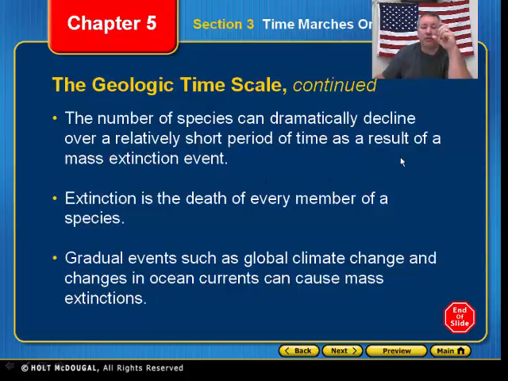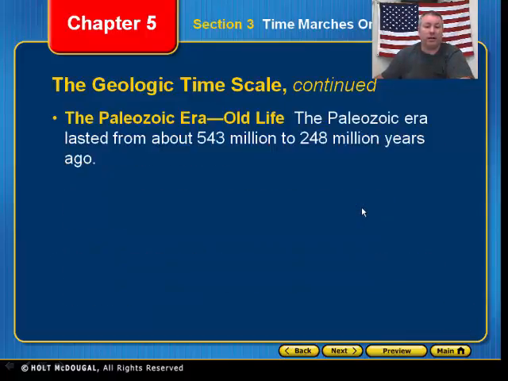A mass extinction event is something where all of the organisms died at a certain period in time. However it happened, sometimes it can be over a gradual period of time, or sometimes it's very quickly. All of a sudden, all those organisms are gone the very next rock layer.